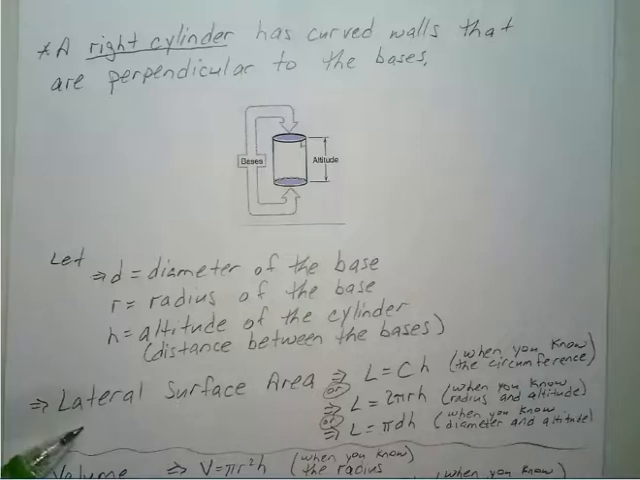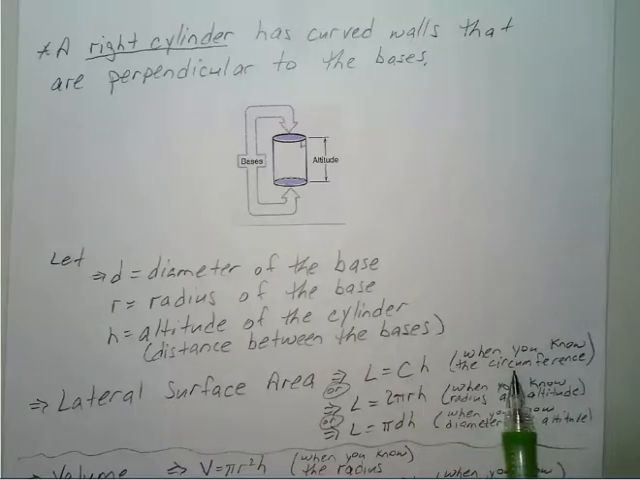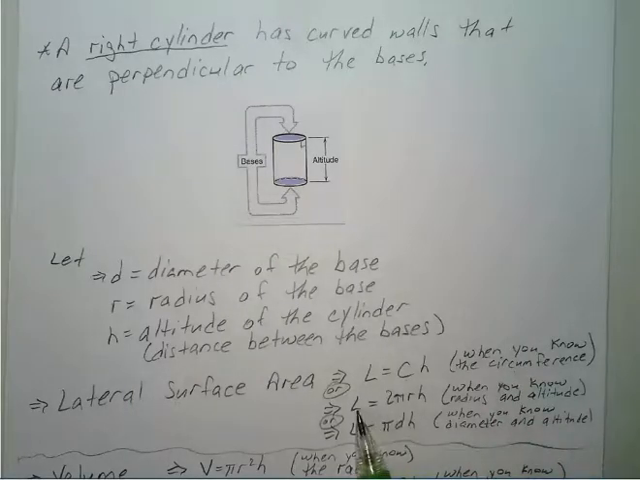Okay, so to find the lateral surface area, it all depends on what values are given to you. If you're given the circumference, the lateral surface area is going to equal the circumference times the altitude. Now, if they just give you the radius and the altitude, the lateral surface area will equal 2 pi times the radius times the altitude. And if they give you the diameter, then the lateral surface area is equal to pi times the diameter times the altitude. So it depends on what's given to you.